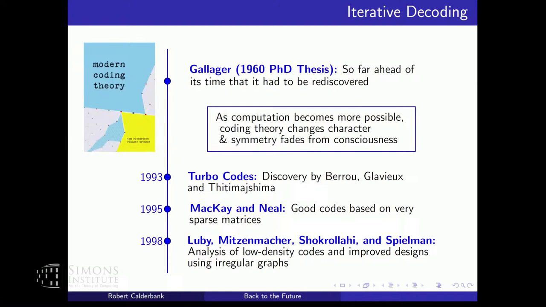But it was only in the 1990s that computers sort of turned the corner and became really capable of doing things. And as they became really capable of doing things, the character of coding theory changes. It becomes less about sphere packing, and it becomes more about the performance of iterative decoding. There's this lovely book here by Rudiger Urbanke and Tom Richardson, on modern coding theory. I like the title, but it's almost like saying, you guys, you weren't doing modern coding theory. I am. It's a beautiful book.